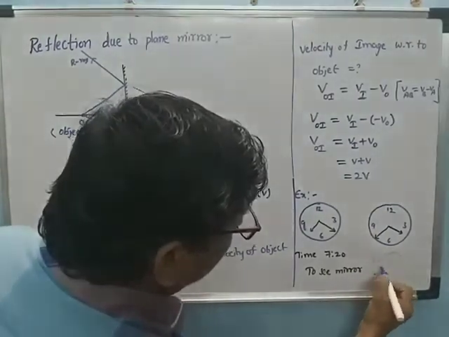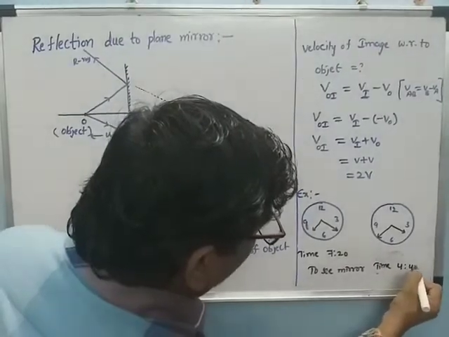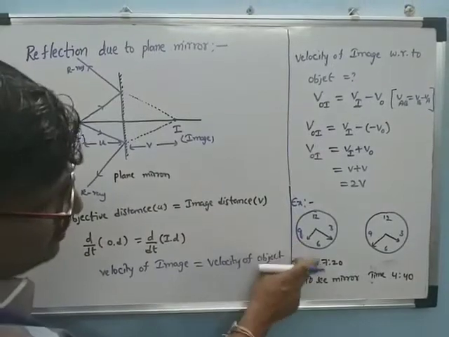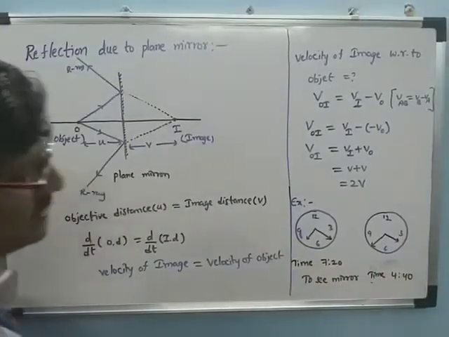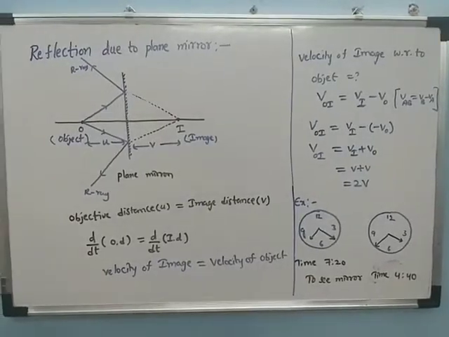To see the mirror, that is the time there. The time is 4:40. Actually the time can be shown as 7:20, but in a mirror we see it as 4:40. That is the opposite. Exactly, it is opposite there.